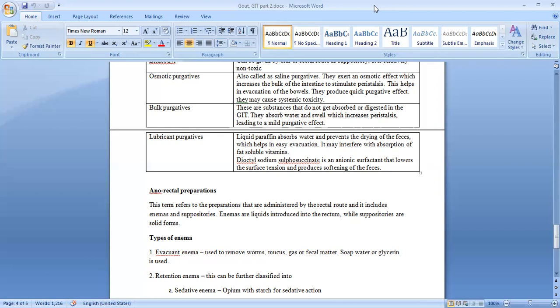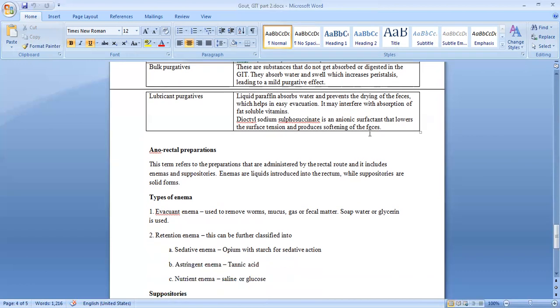However, because this liquid paraffin is an oily substance, it can interfere with absorption of fat soluble vitamins in our body. Dioctyl sodium sulfosuccinate is a surfactant molecule, and because of that, it will lower the surface tension. Due to this surfactant action, the feces will become softer in consistency, so they can be thrown out of the body. So all these are the drugs under the purgative category.